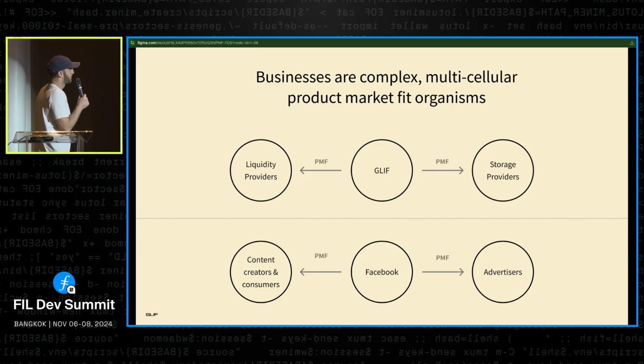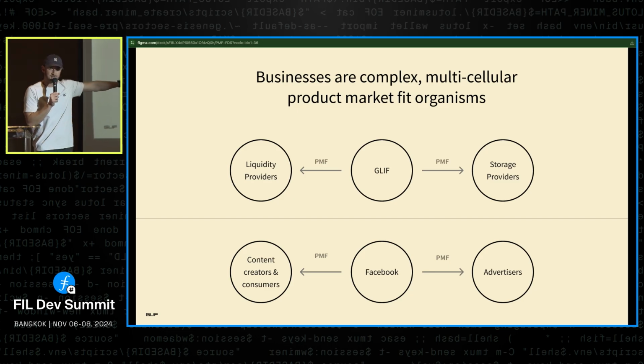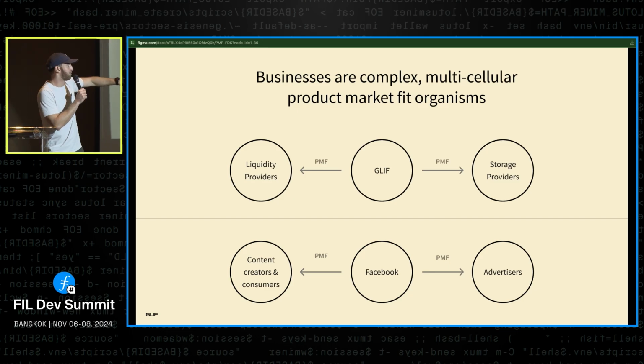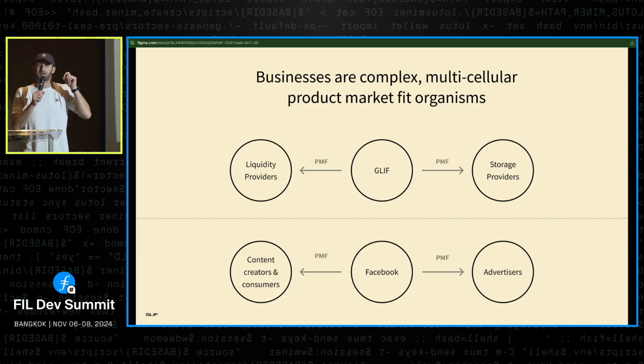And same thing completely out of crypto. Same thing with Facebook, right? Facebook found product market fit with content creators and consumers first, which allowed them to find product market fit with advertisers after. And so this is what I mean by the product market fit onion.